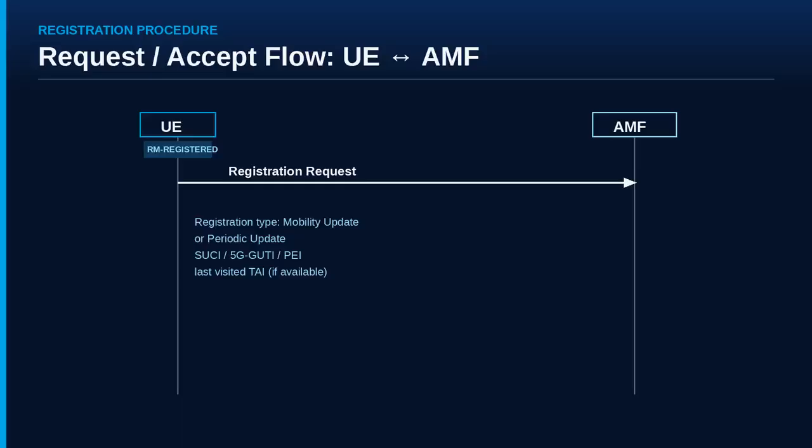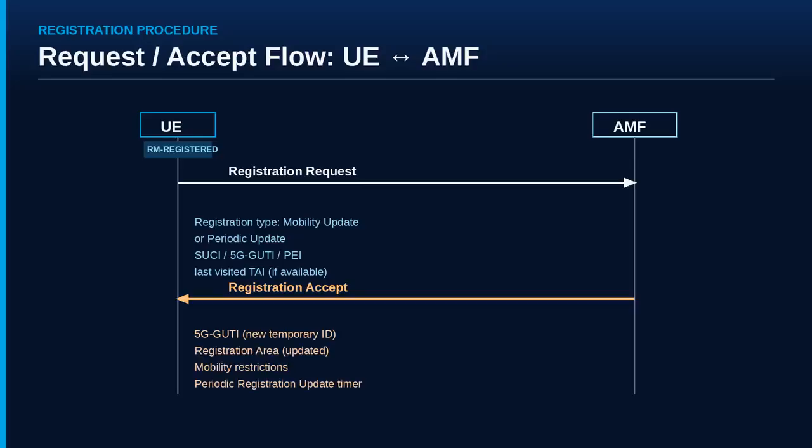Second, an identity, either a SUCI, a subscription concealed identifier used the very first time to protect privacy, or far more commonly at this stage, a 5G GUTI, a temporary scrambled ID the network already assigned it, or in some cases, a PEI, the permanent equipment identifier of the hardware itself. Third, and this is the detail that matters for mobility, the last visited tracking area identity, if available, so the AMF can see exactly where the device is coming from.